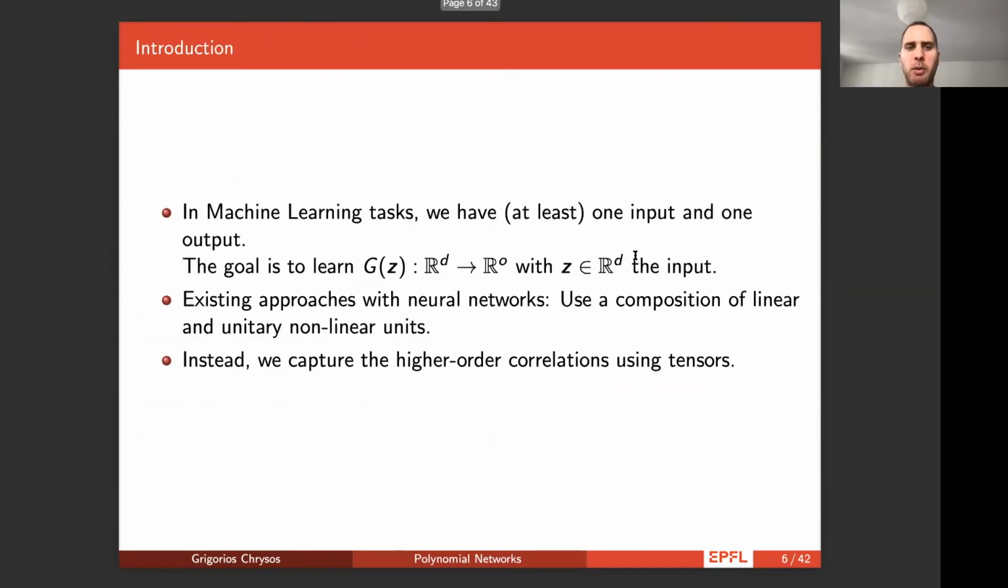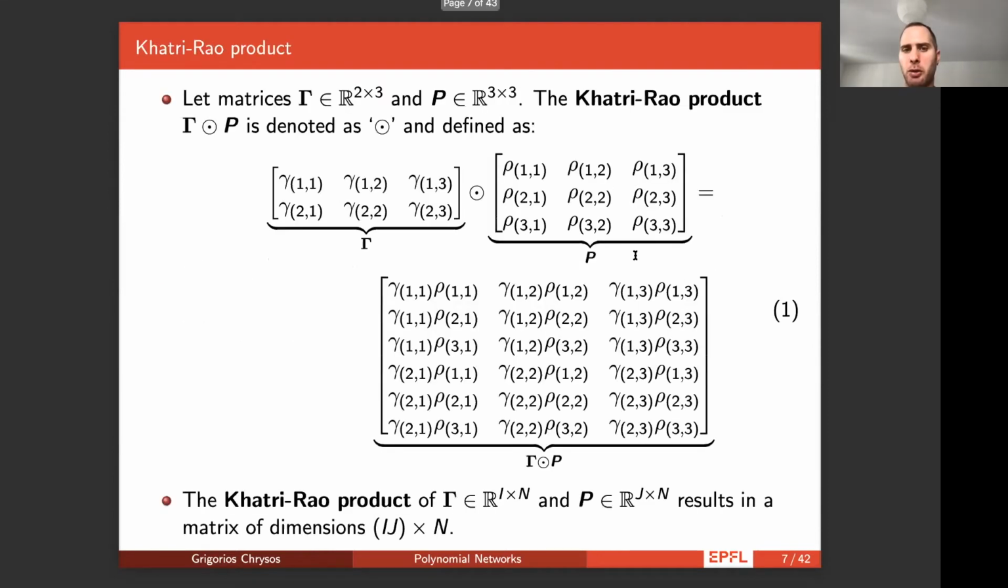So let me start from the beginning. In machine learning, we usually care about approximating one signal that has at least one input and at least one output, right? So this is the setting I will be focusing on. And you can denote this as learning a function g from a d-dimensional input that I'm going to denote as zeta, to an o-dimensional output, right? So neural networks are popular ways of doing this, but what I will do today is slightly different. We will design and present methods of capturing such high order correlation using tensors and polynomial expansions.